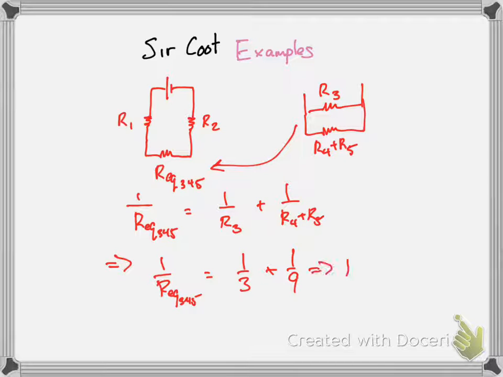So therefore, our equivalent of 345 is 9/4 of an ohm. Go ahead and do that algebra. It's pretty straightforward algebra. That should give you 9/4 of an ohm. Okay, so now we know what each of the three resistors in the circuit are, and those three resistors are all in series. So they just add, right? 1 ohm for R1, 2 ohms for R2, and 9/4 of an ohm for R3.